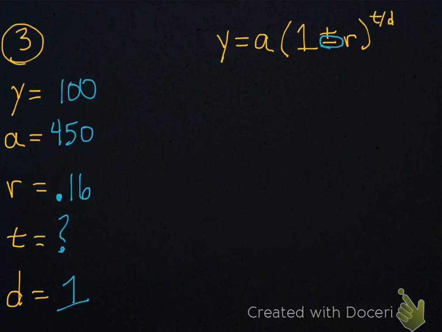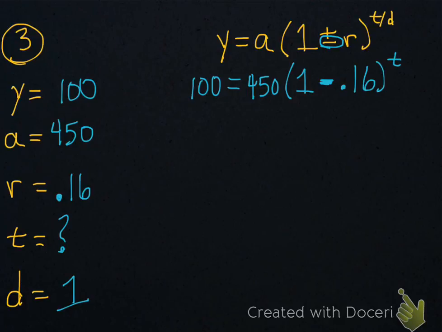Okay, so I'm looking for time again. Let's plug in what we have. 100 equals 450, parenthesis, 1 minus 0.16, and remember, we're subtracting because it's decreasing, raised to the t over 1 power. Do we have to write the over 1? No, but we're going to simplify some things. The first thing we need to do is divide by that 450. Okay, so divide by 450. I'm going to write this as a fraction.